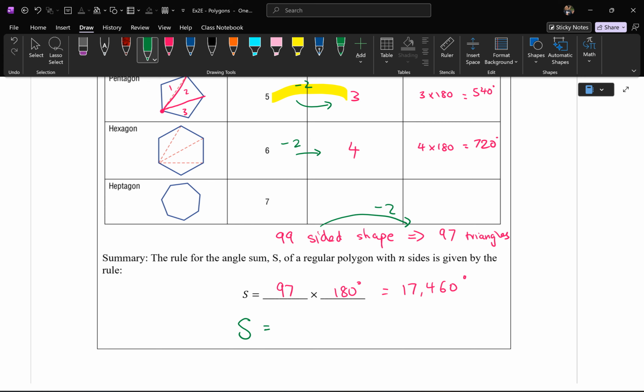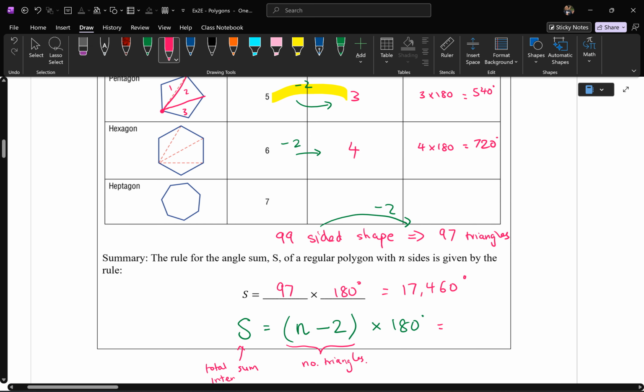Now, how did I get 97? 99 minus 2. Good. And 99 was the number of sides of the shape, right? So we use the letter N for number of sides. Then we minus 2 to get the number of triangles. So that N minus 2 tells you the number of triangles. Then you times that by 180, because each triangle has 180 degrees. So here, this tells you number of triangles. And that should tell you the sum, total sum of interior angles.